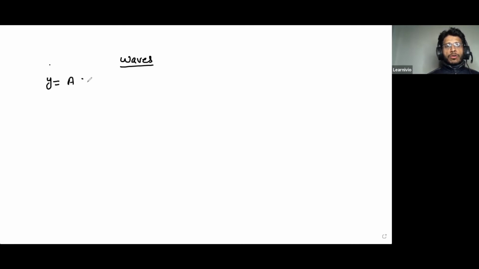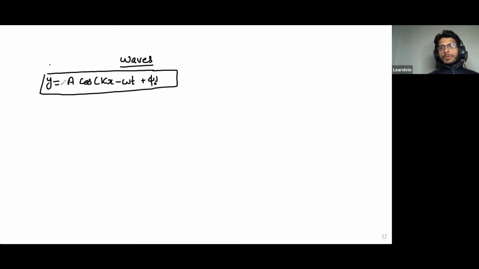y is A cos(kx minus omega t plus phi). Instead of cos, you can always use sine, as it is the same thing. So you have two displacements, so you have two types of velocity. One is the particle velocity, another is the wave velocity. Let's discuss them one by one. The first one is the particle velocity. Particle velocity means the velocity with which the particles oscillate.